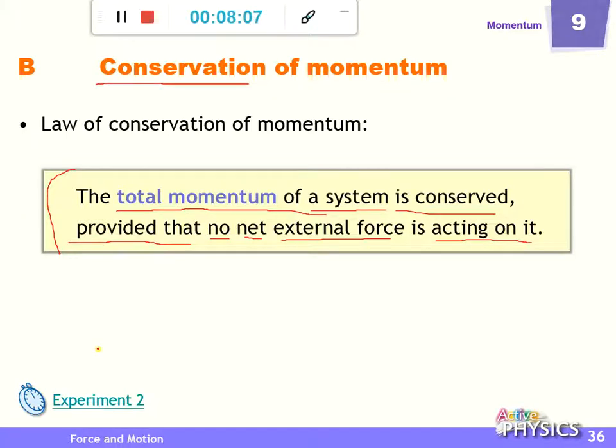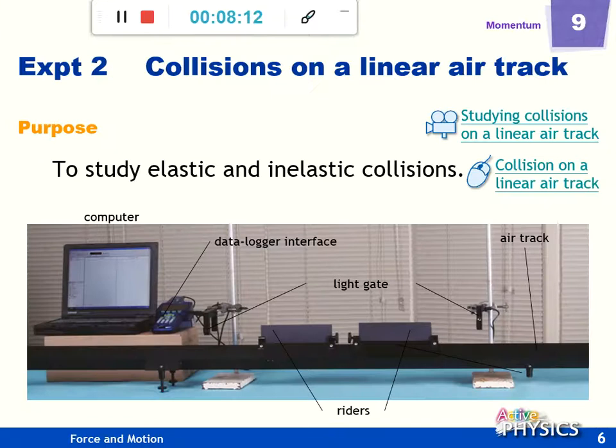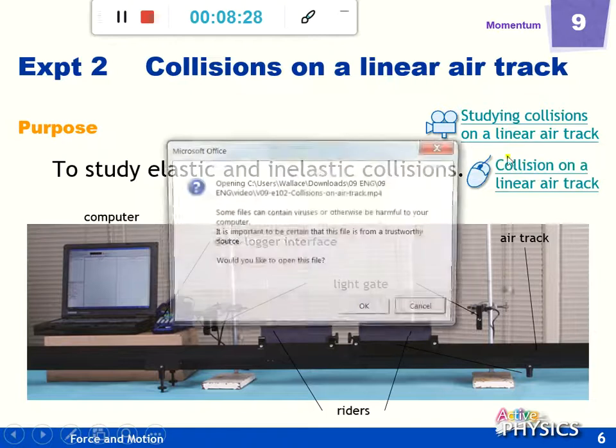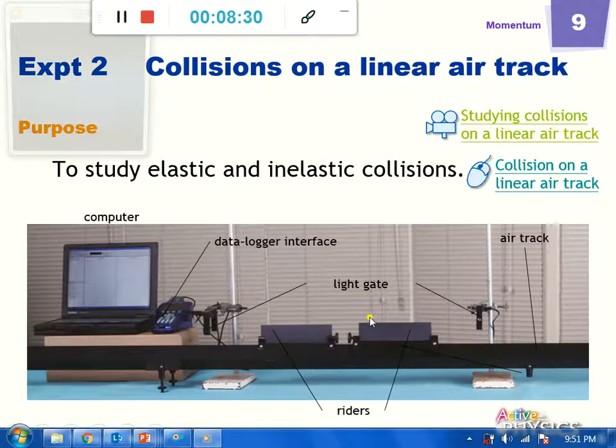But how to do this experiment? To prove it, of course, we have this experiment. In this experiment, we have the computer, we have a data logger, we have a light gate to measure the velocity, and also we have the air track to reduce the friction. Then try to watch the video.